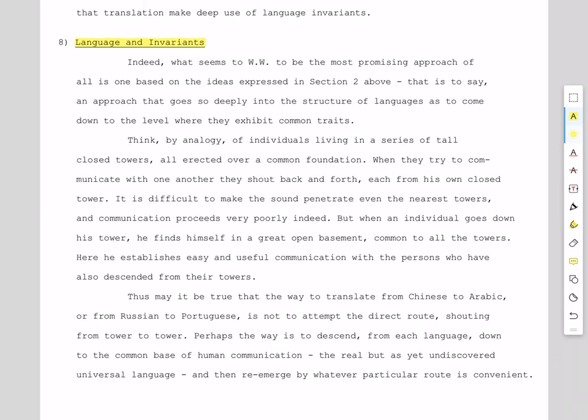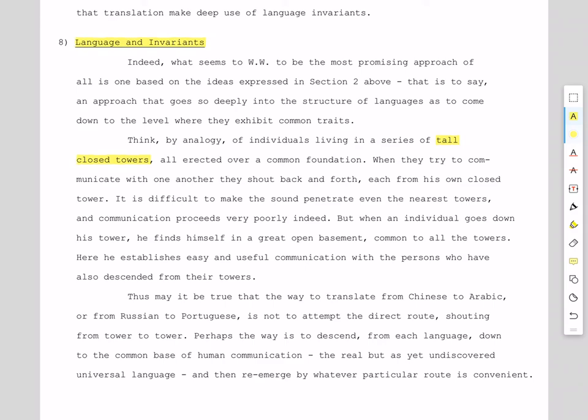Indeed, what seems to WW, that's Warren Weaver, interestingly writing in the third person, to be the most promising approach of all is an approach that goes so deeply into the structure of languages as to come down to a level where they exhibit common traits. Think by analogy of individuals living in a series of tall closed towers, all erected over a common foundation. When the people in these towers try to communicate with one another, they shout back and forth, each from his own closed tower. It is difficult to make the sound penetrate even the nearest towers, and communication proceeds very poorly indeed.